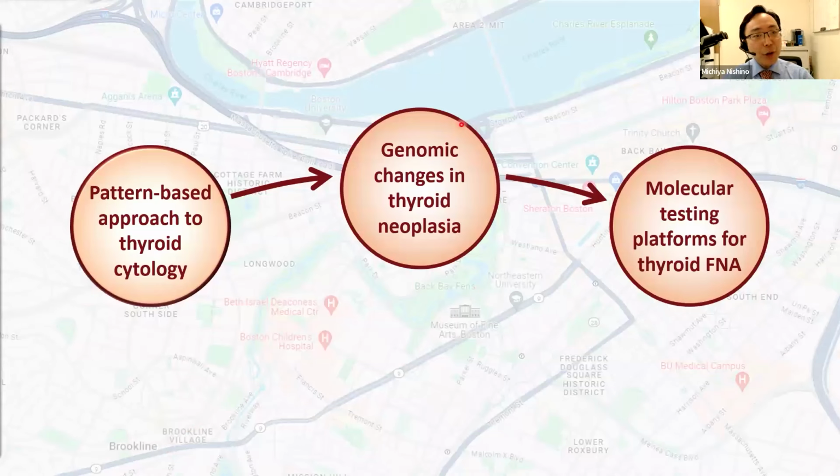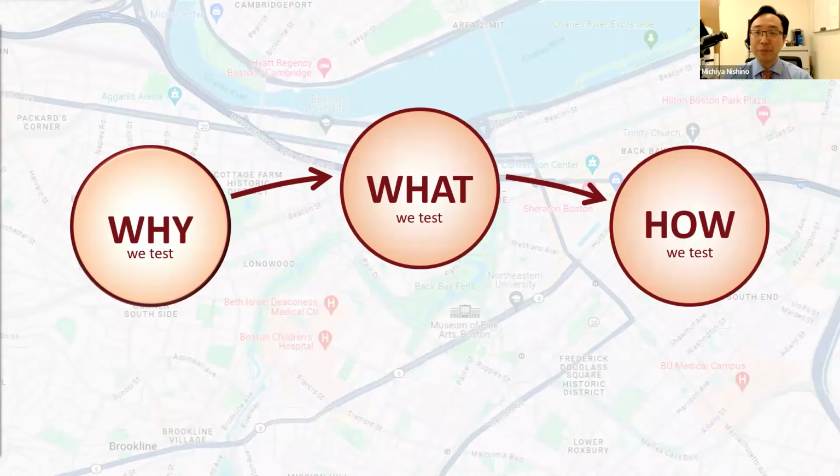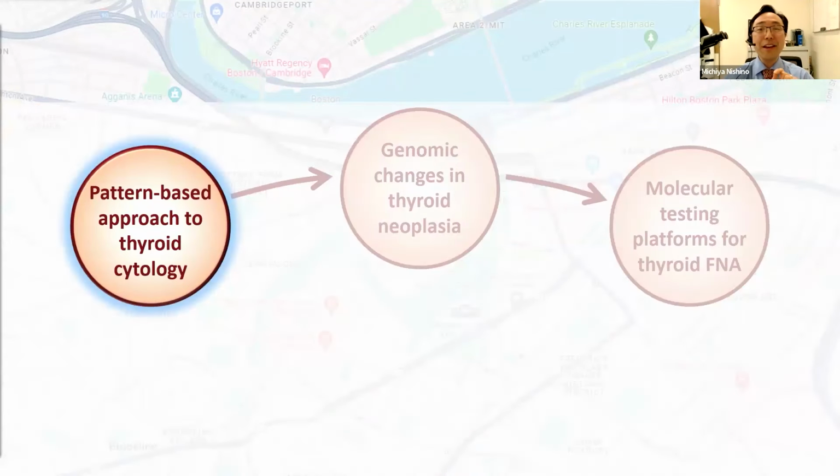We'll cover the main genomic alterations that are often tested for in thyroid FNA samples, and then we'll briefly discuss the different approaches that are currently available for molecular testing in thyroid FNA samples. Because by understanding why we use molecular testing, what we're testing for, and how these tests are performed, each of us can help promote the judicious use and interpretation of these molecular tests in our respective practice settings. All right, so let's begin. We'll start with the pattern-based approach for classifying thyroid nodules.